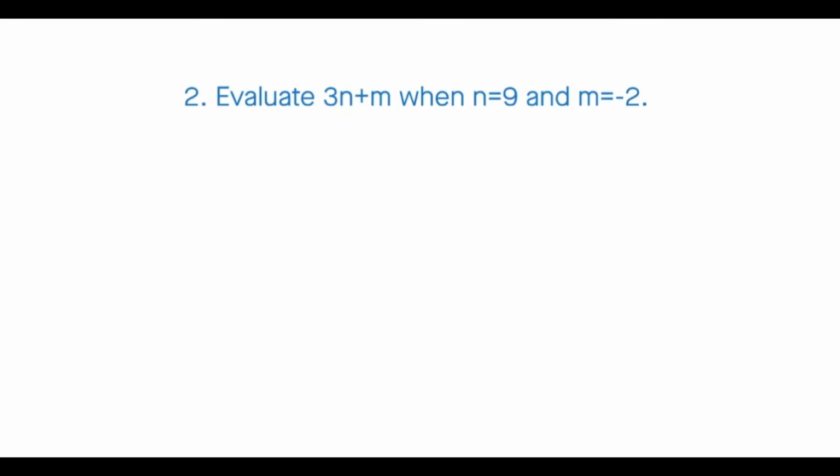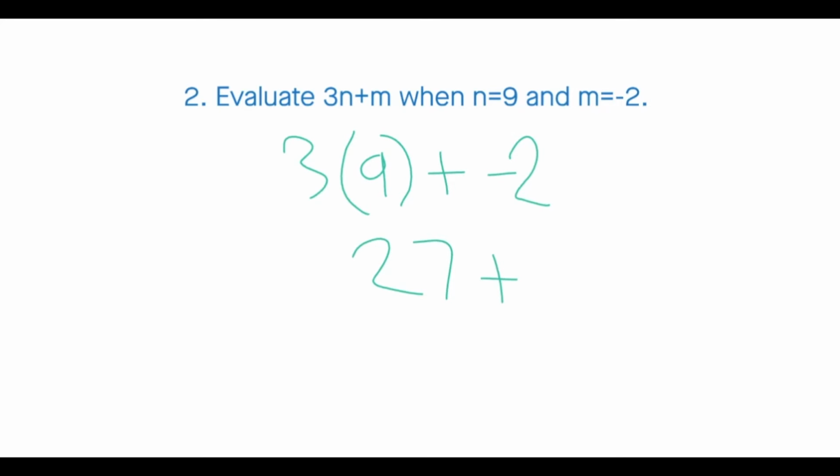Now let's try to evaluate an expression with two variables. So evaluate 3n plus m when n equals 9 and m equals negative 2. So we would substitute the values into the expression. So we would do 3 times 9, because 9 is for n, plus negative 2 for m. So we would multiply first. 3 times 9 is 27, plus negative 2, and the answer would be 25.